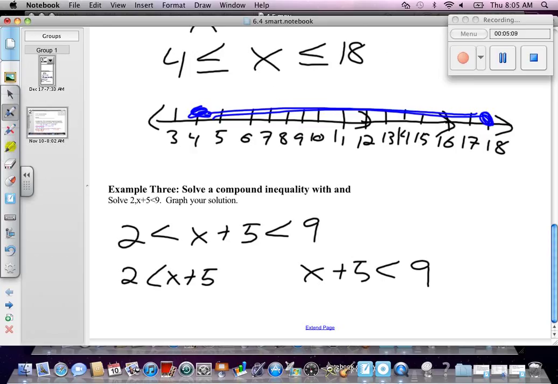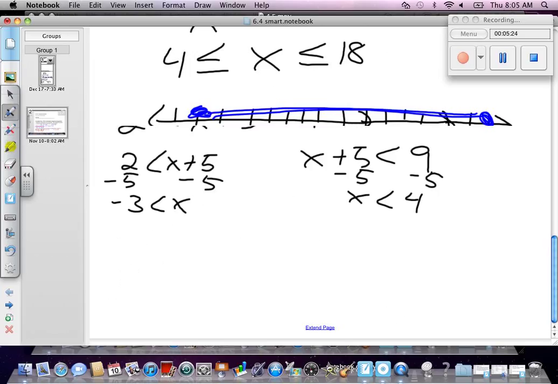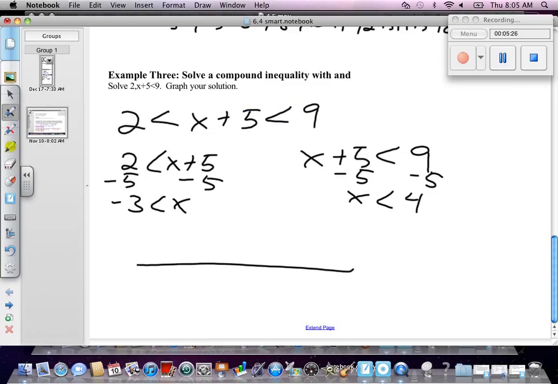Now it should be pretty simple. I'm just subtracting 5, right? So I get negative 3 is less than x. Subtract 5, subtract 5. I get x is less than 4. So if I was to graph this, I've got negative 4, negative 3, negative 2, negative 1, 0, 1, 2, 3, 4, 5.